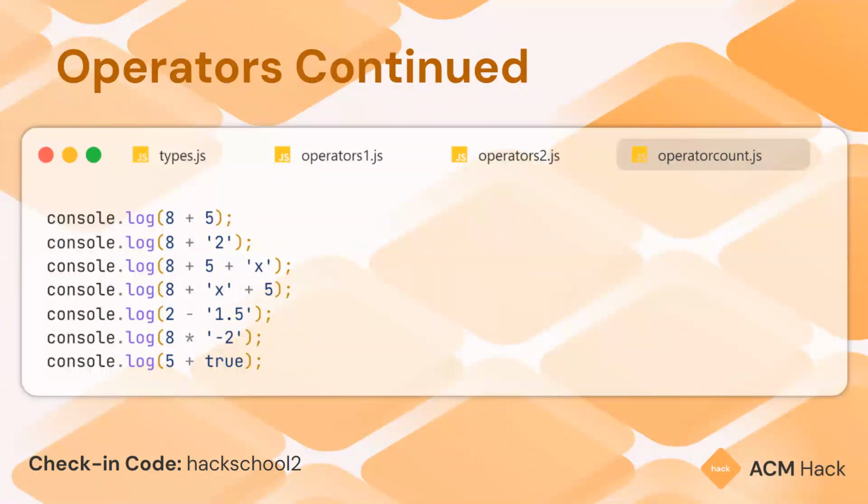Okay, who wants to give it a shot for the first one? Console.log 8 plus 5 prints 13. Yeah. Good job. Okay, so who wants to give it a shot for the second one? 8 plus the string 2. And would you like to explain why? Because if you try to add a string in, it would just convert the whole thing to a string.